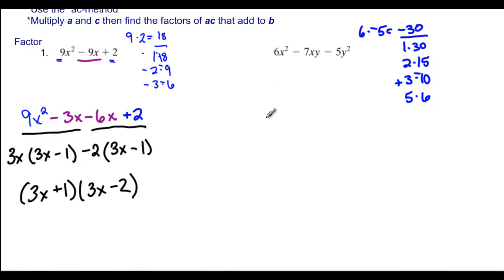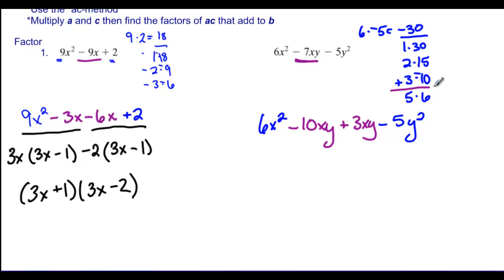So we're going to have our 6x squared, and then again, instead of the minus 7xy, we're going to do minus 10xy plus 3xy, and then minus 5y squared. So again, we're just taking this term and rewriting it using the factors that we found of negative 30. We're going to factor by grouping. So we're going to look at the first two and the second two terms together.